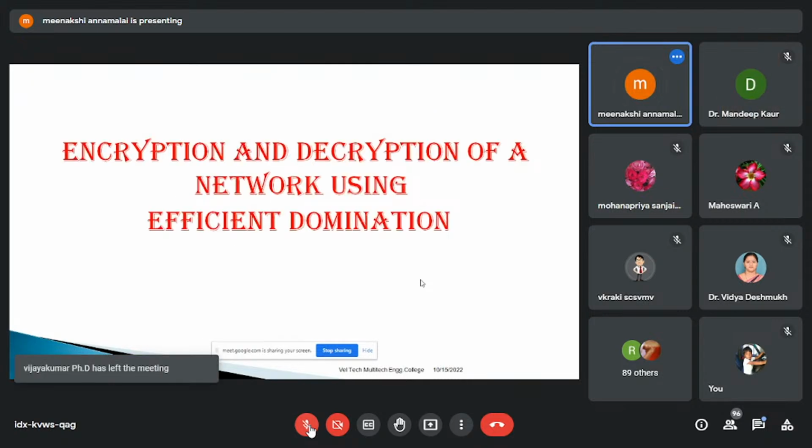Now I come back. This is an application of the network. What we are doing here is we create the network, and in that network we hide the secret number or password.